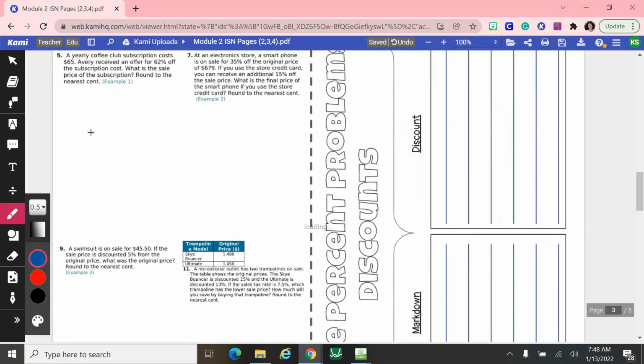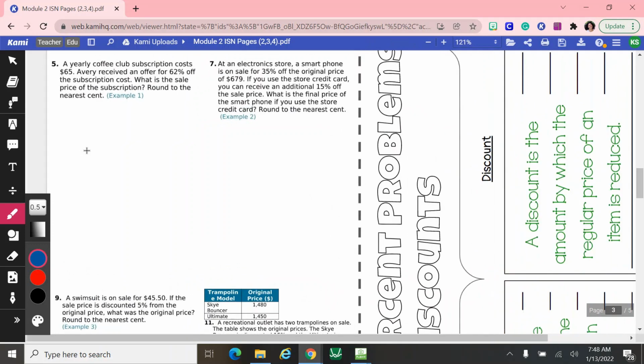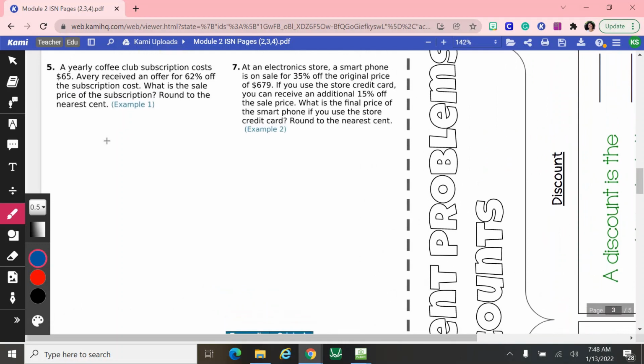Let's look at number 5. Notice that I skipped those really easy ones because these ones that have more words in them, we need to be able to really use our annotating skills to pull out the information that's going to be most important. Number 5 says, a yearly coffee club subscription cost $65. Avery received an offer for 62% off the subscription cost. What is the sale price of the subscription? Round to the nearest cent.